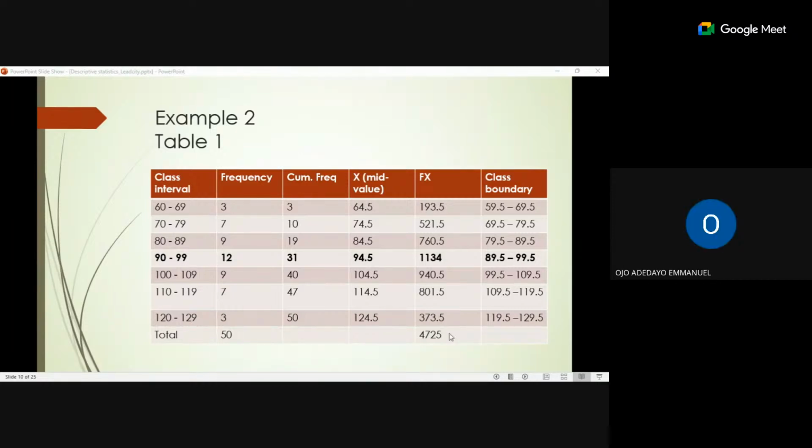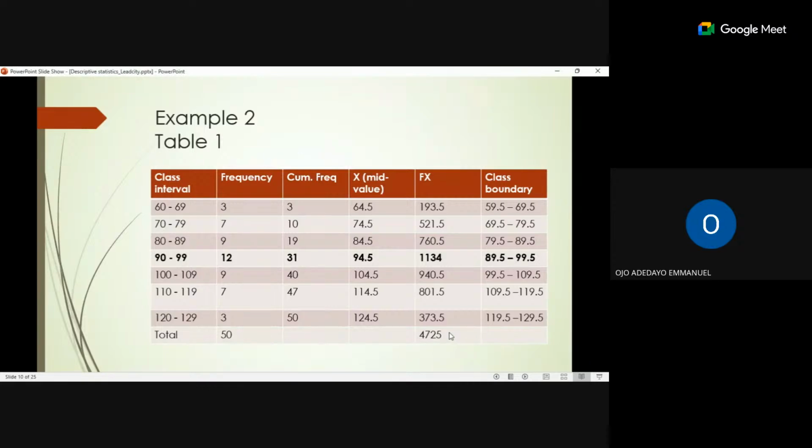Okay, please check your network. What is our median class from this table? Our median class now is 89.5 to 99.5. Yes, sir, you can see. Thank you.